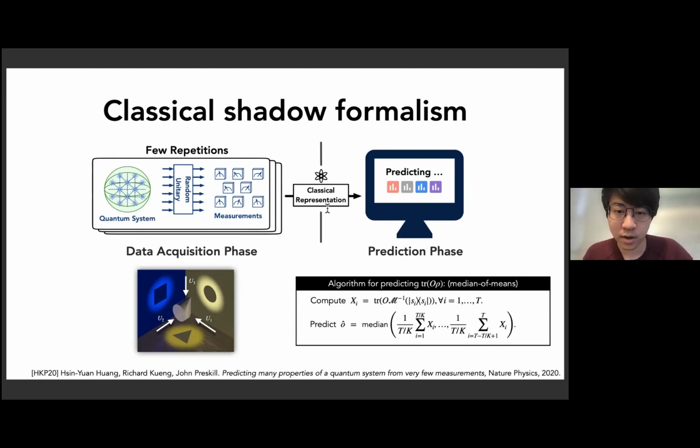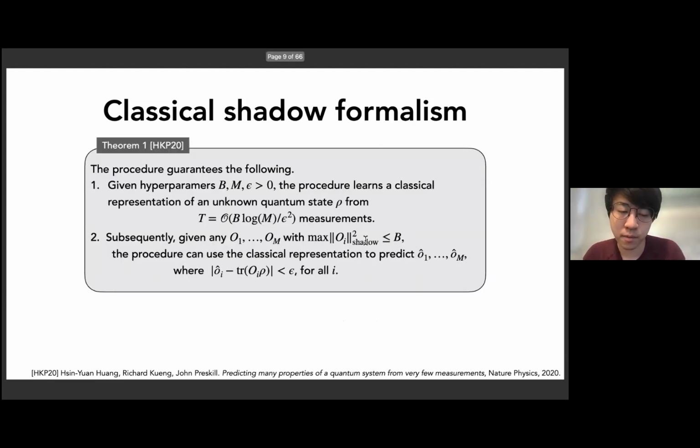So now after constructing this classical representation, we will have a prediction phase. Basically, in this paper, we propose an algorithm that allows us to predict properties of this unknown quantum system by looking only at this classical representation.